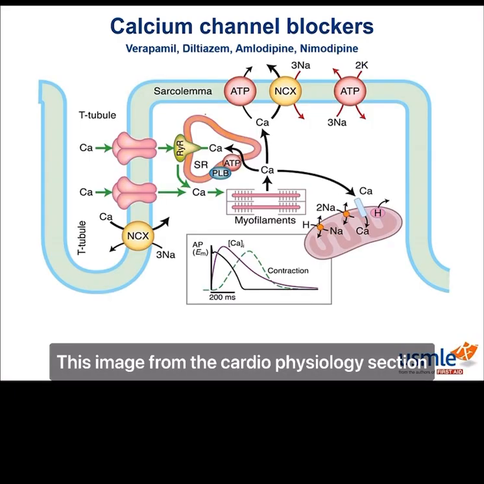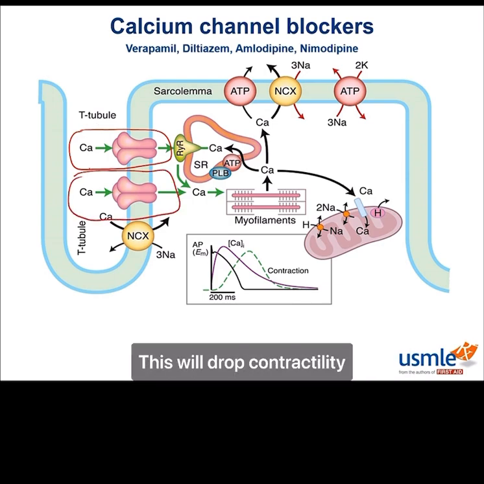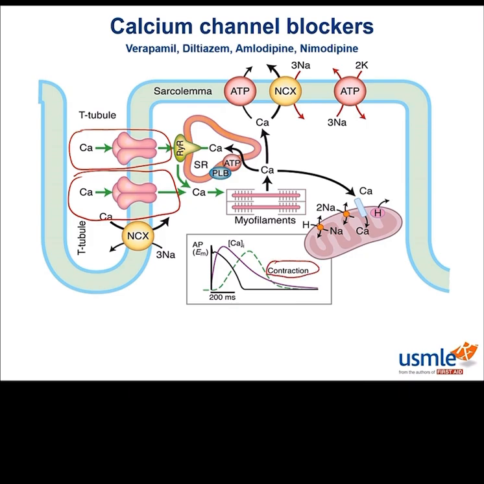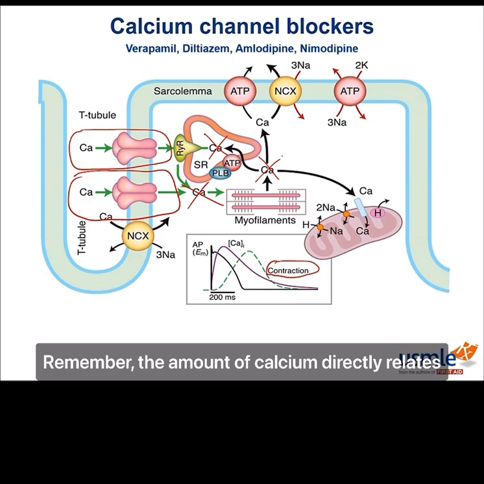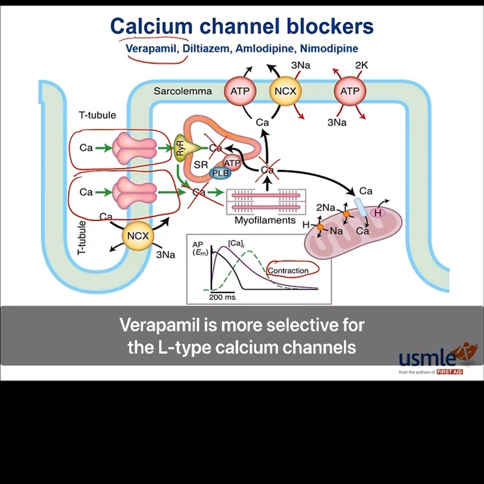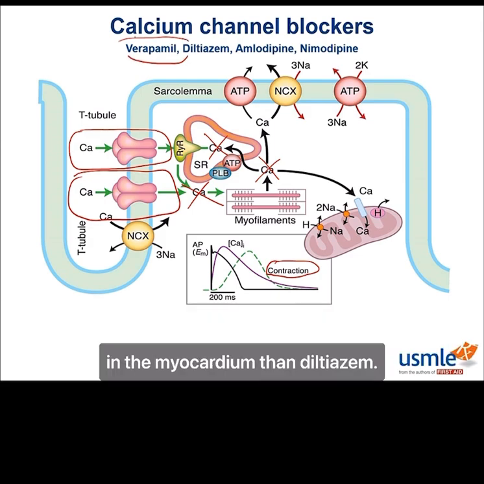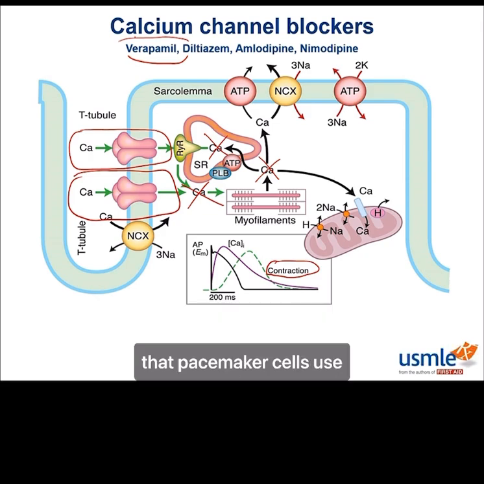This image from the cardiophysiology section is our cardiomyocyte, and on its sarcolemma, we can see the L-type calcium channels that we are going to block. This will drop contractility because there will be a decrease in the amount of intramyocyte calcium. Remember, the amount of calcium directly relates to contractile ability. Verapamil is more selective for the L-type calcium channels in the myocardium than diltiazem. These guys are also useful for binding the calcium channels that pacemaker cells use for their phase 0 depolarization.